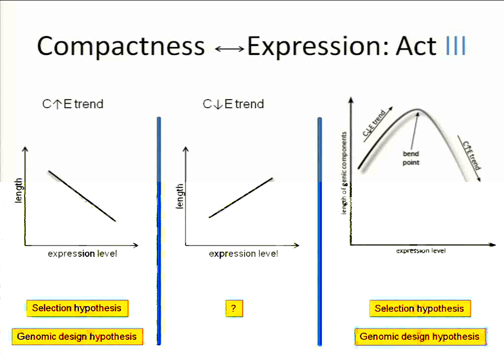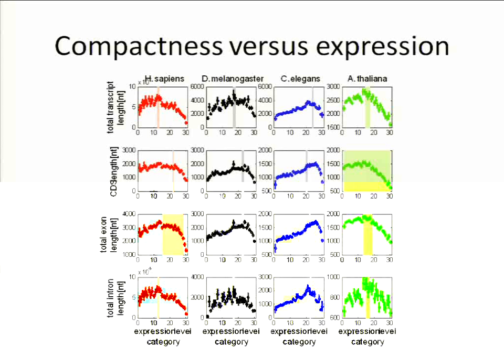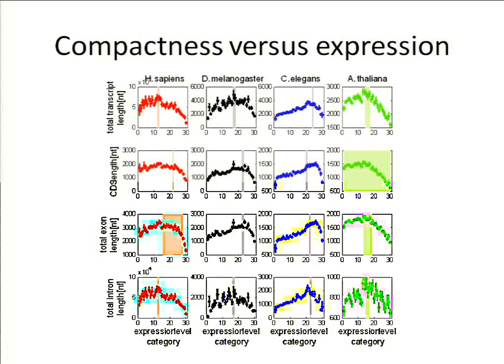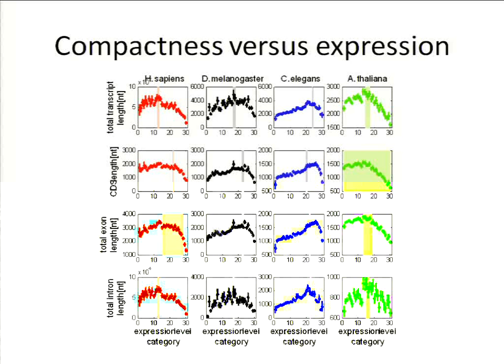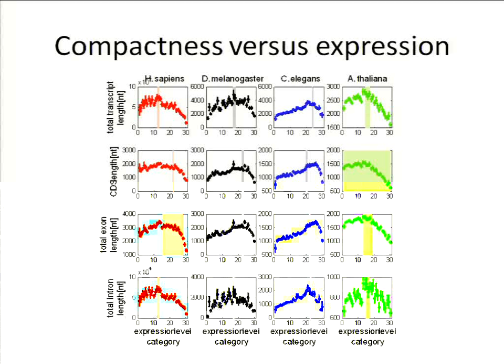So first, let me try to convince you that this is indeed the case also in plants and in animals. So what you see here is this. In the columns, you see different organisms. This is human and Drosophila and C. elegans and Arabidopsis. And the rows are 4 different variables that measure compactness: the total transcript length, the length of the coding part, the total exon length, and the total intron length. And you see that everywhere you see such a non-monotonic trend.